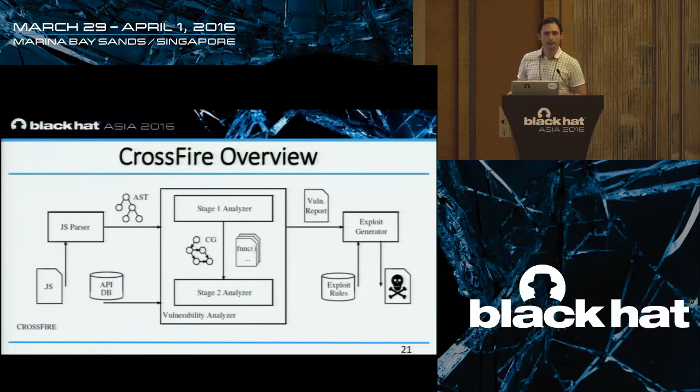In the first stage, it looks at the code and determines what are the global variables and what are the global functions that can be exploitable, and looks at the security sensitive functions that can be exploitable. And it generates the call graph. In the second stage, it finds the paths from these global functions or variables, the entry points, to our sinks, which are security sensitive functions. And after this, it generates a vulnerability report, which is given to the exploit generator.